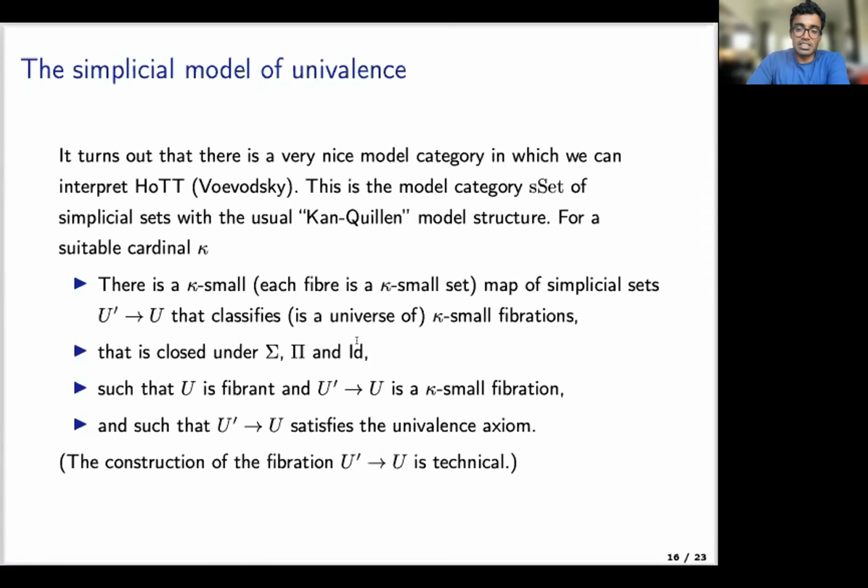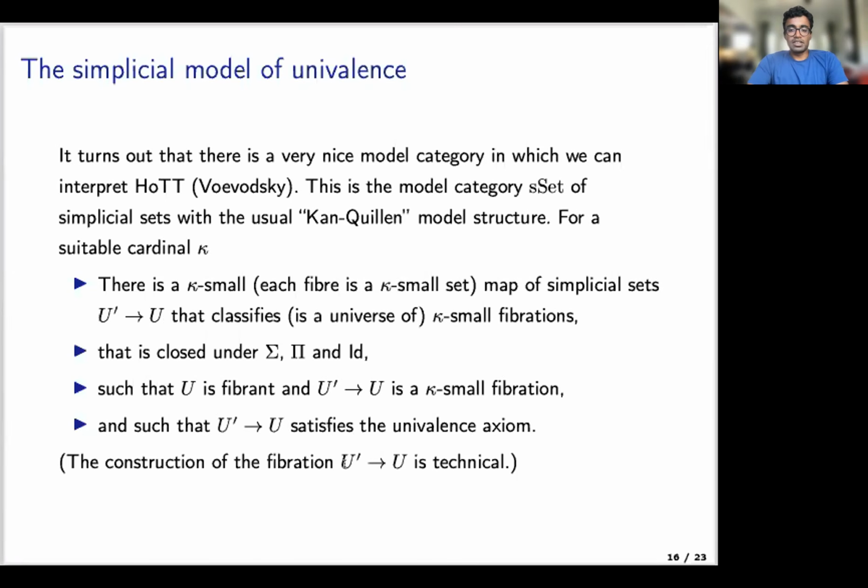So this is essentially in the model category. This would be that constructing path objects gives you kappa-small fibrations from kappa-small fibrations. Moreover, the codomain of this map is a fibrant object, and this map itself is a kappa-small fibration. And this universe satisfies the univalence axiom. And I'll get to what satisfying the univalence axiom means.